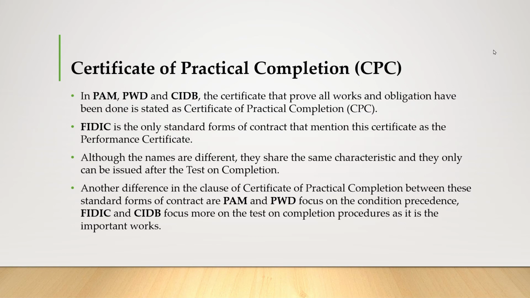FIDIC is the only standard form of contract that mentions this certificate as the performance certificate. Although the names are different, they share the same characteristic and can only be issued after the test of completion. Another difference in the clause of the CPC between these standard forms of contract is that PAM and PWD focus on the condition precedent, and FIDIC and CIDB focus more on the test of completion procedures, at least for the important works.